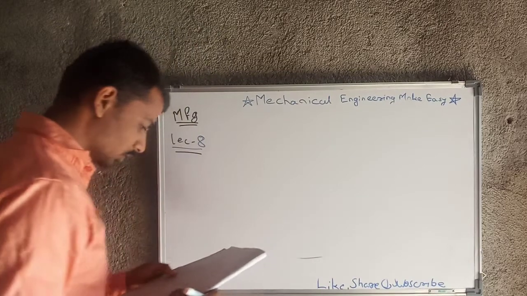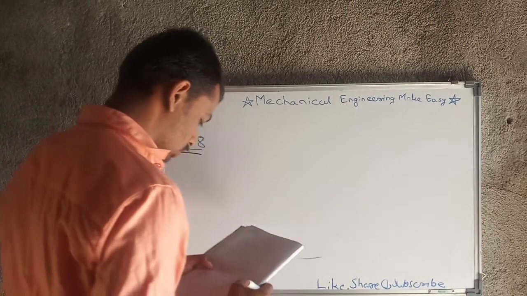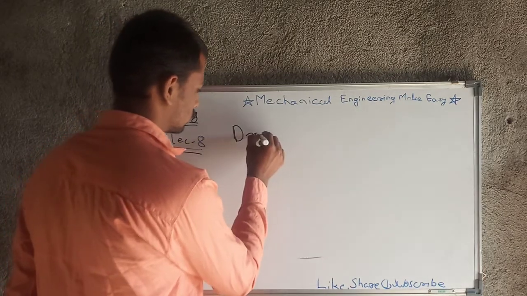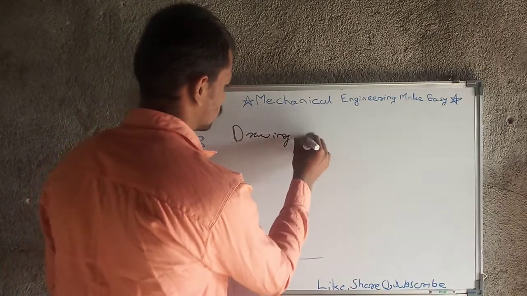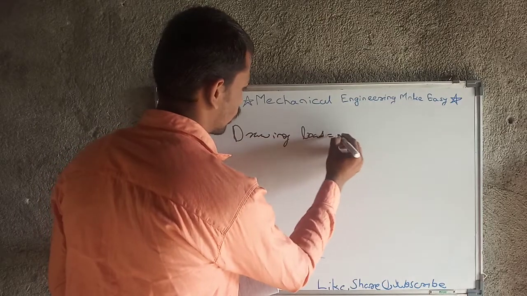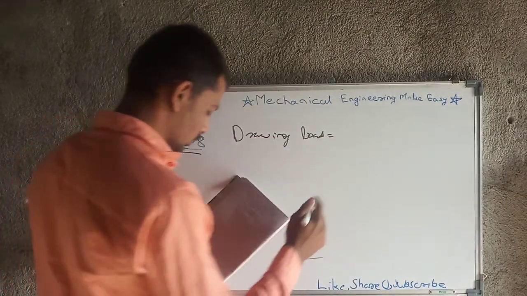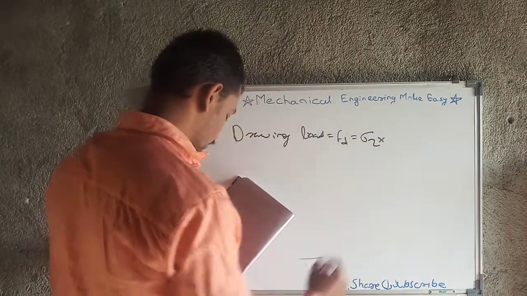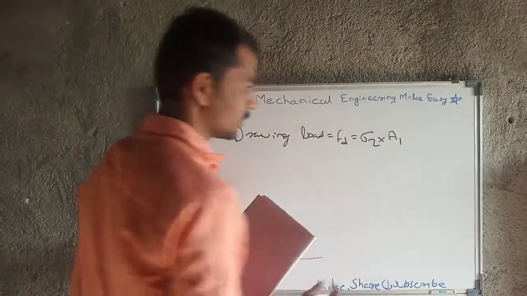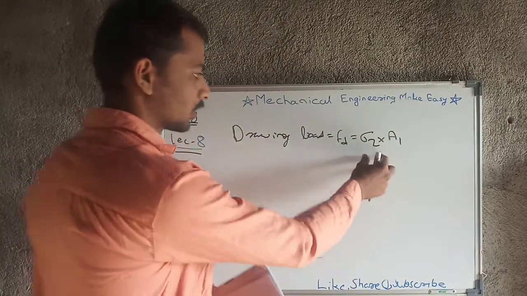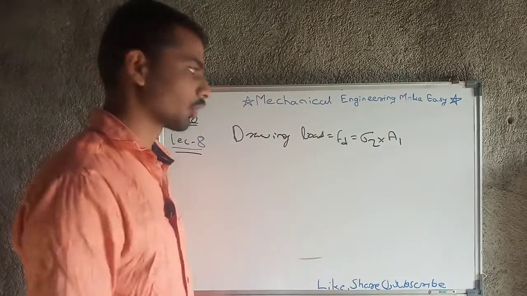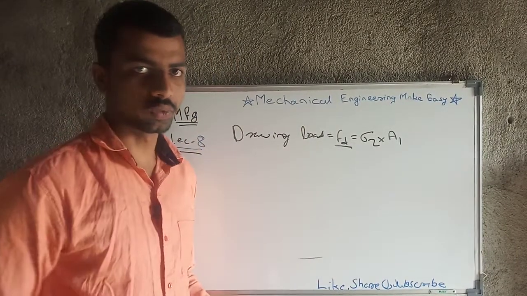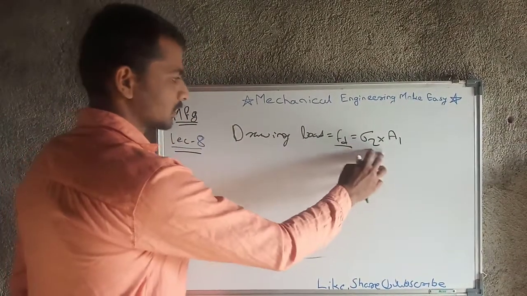That was nothing but the drawing stress, and now drawing load. Drawing load F_D is equal to sigma 2 into A1. Means final area, and sigma 2, the drawing stress, into final cross sectional area gives you the drawing load, how much load is required.